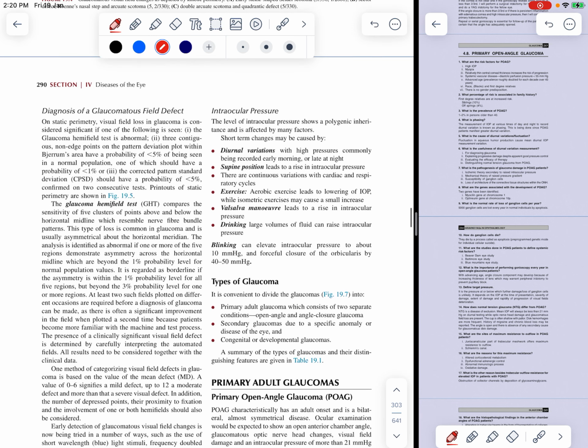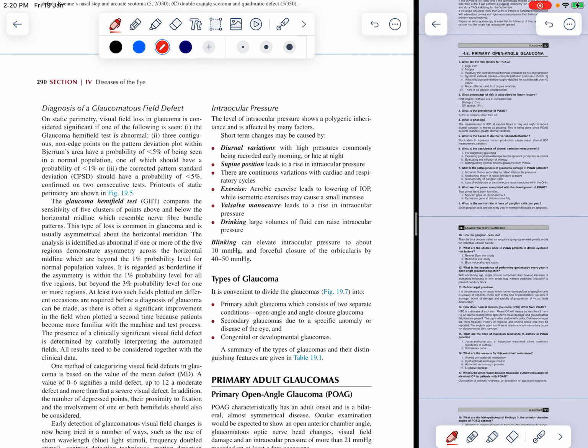How do you diagnose a glaucoma field defect? Let's see. You do a perimetry. Visual field loss in glaucoma is considered significant if one of the following is seen. If the GHT, glaucoma hemifield test, is abnormal. I'll be taking a class on perimetry for 4 to 5 hours. Need not worry about it. Just for now, mug it up.